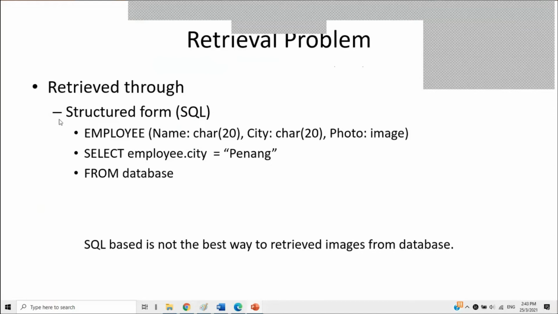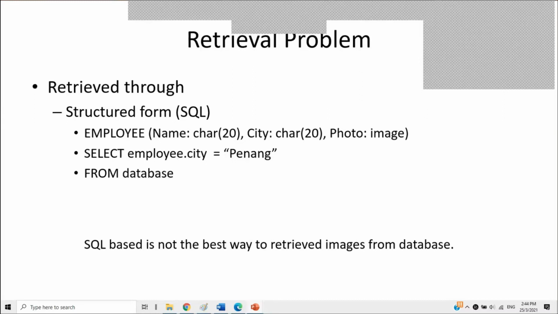Can you do this on your handphone gallery? Structured SQL? Here is an employee table, so this is an SQL structure, okay? This is in a company, basically. I want to find an employee, so I'm going to use SQL: a table employee, with name and a photo there. Find me the employee with a certain name that lives in Penang from the database. Okay. Can we use SQL for our handphone gallery? Yes or no? No. So that's a retrieval problem.